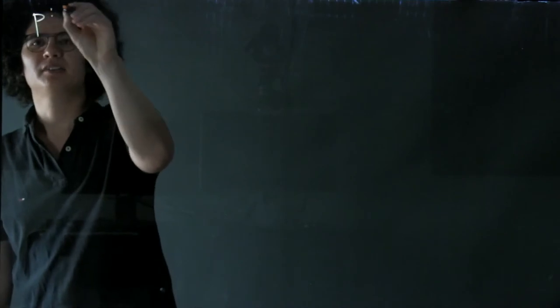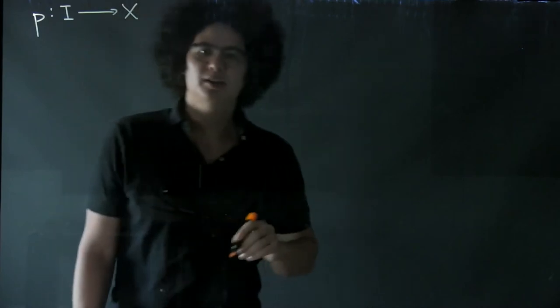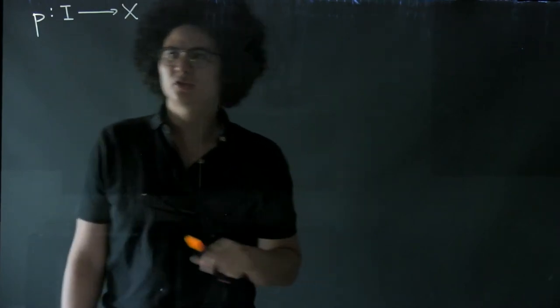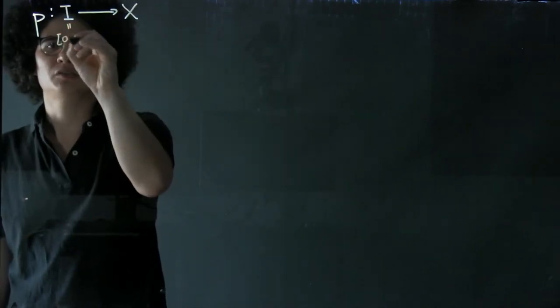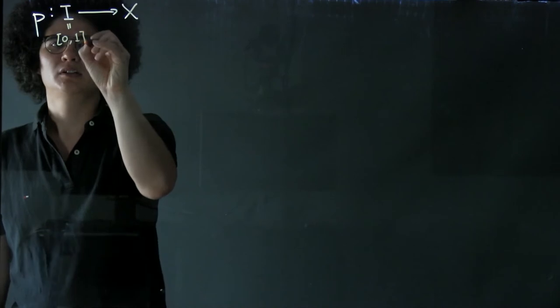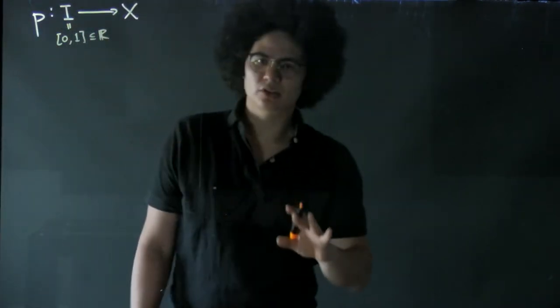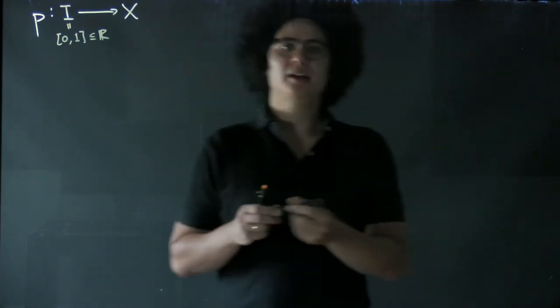But let's get started. So, a path is a map from an interval into a space. So a path in a space X, a topological space, is a map from the interval, so that is the interval 0 to 1, contained in the real line with its standard Euclidean topology.